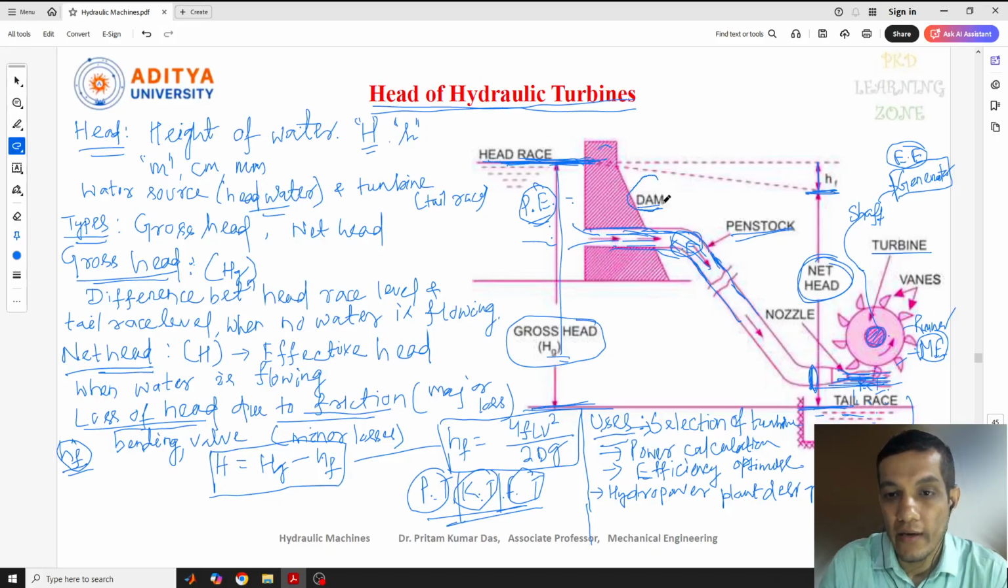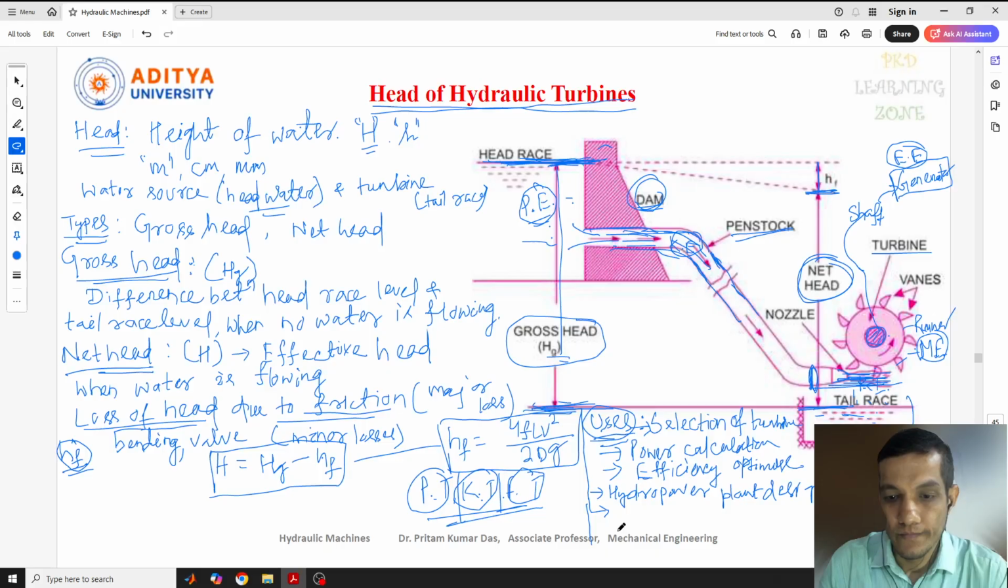See here, one dam is there. How much height should be there from the ground level, from this reference line, or from the tail race? So choosing the dam height is required, along with what kind of turbine will be used and what the penstock length will be. So designing of a hydraulic power plant, it is very important to know the head.